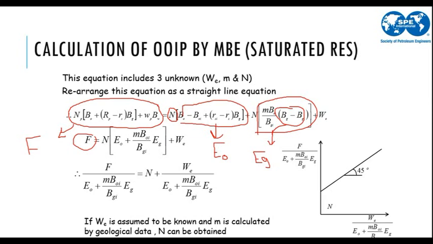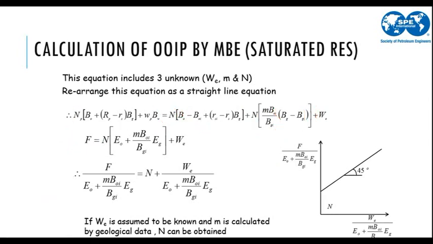Okay, sorry, it's a little bit confusing. We can divide this equation by this term on both sides. We will get F divided by this term equal to N plus the water influx divided by this term, and that is the equation that we would get the straight line from.